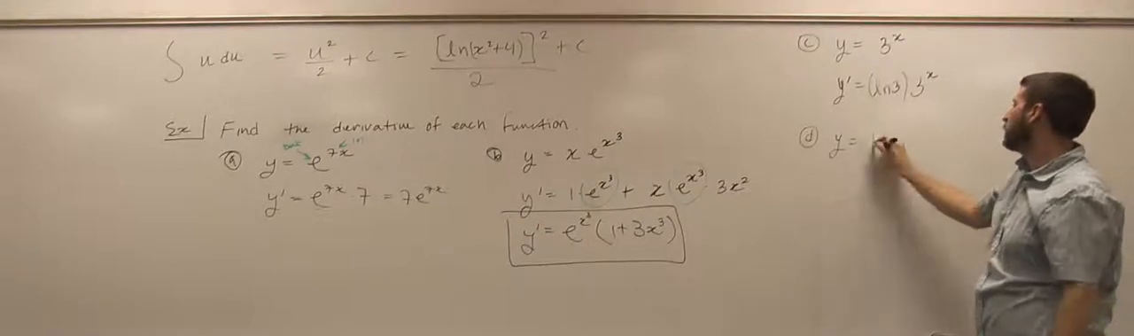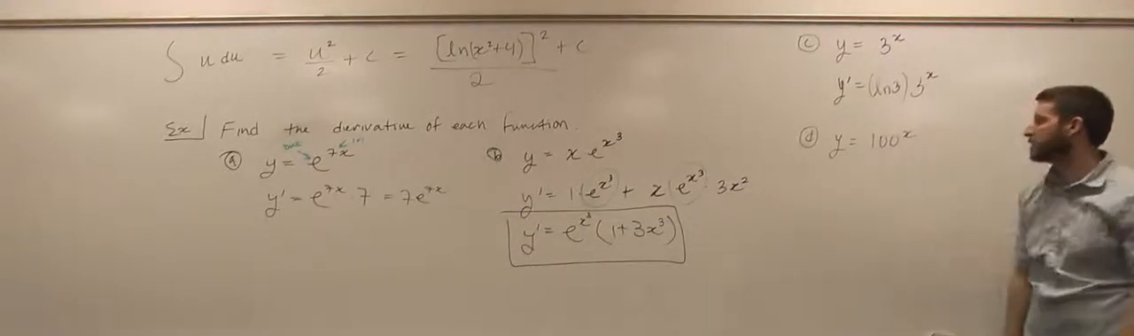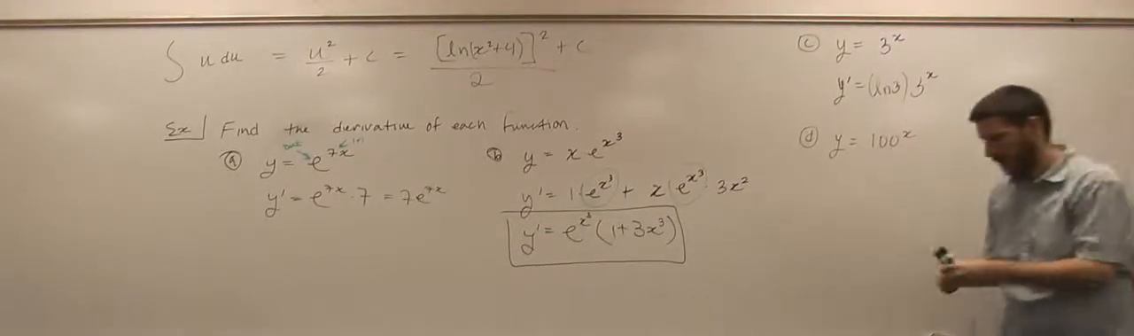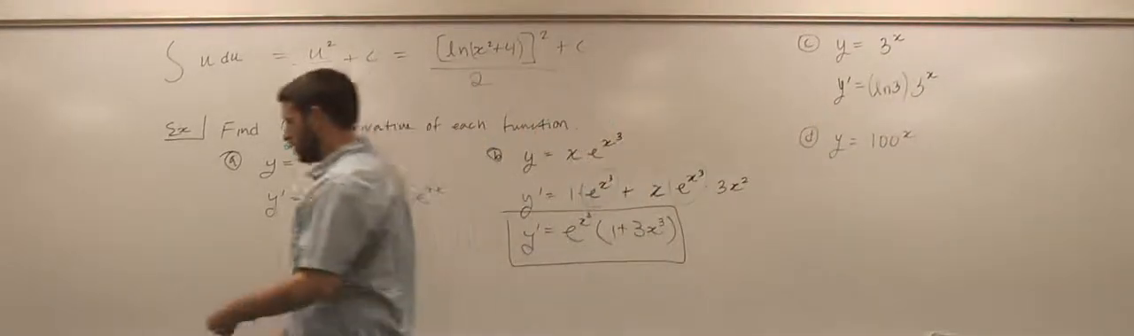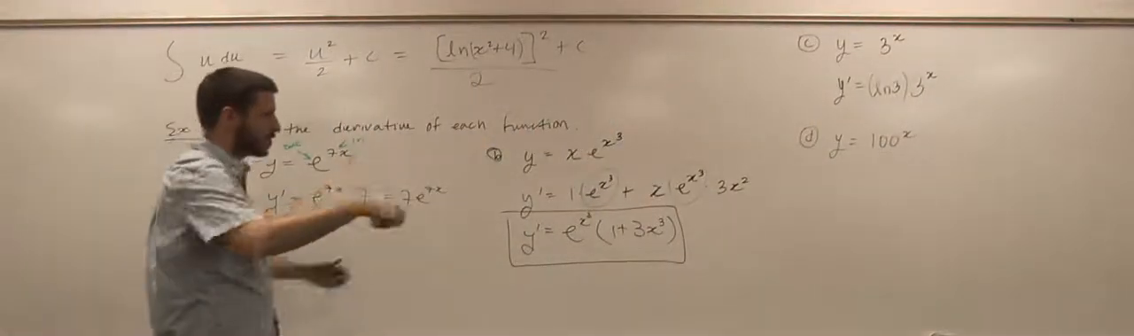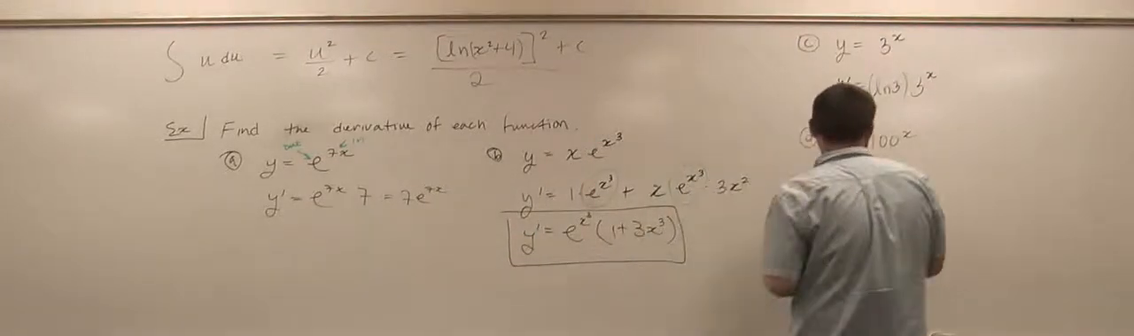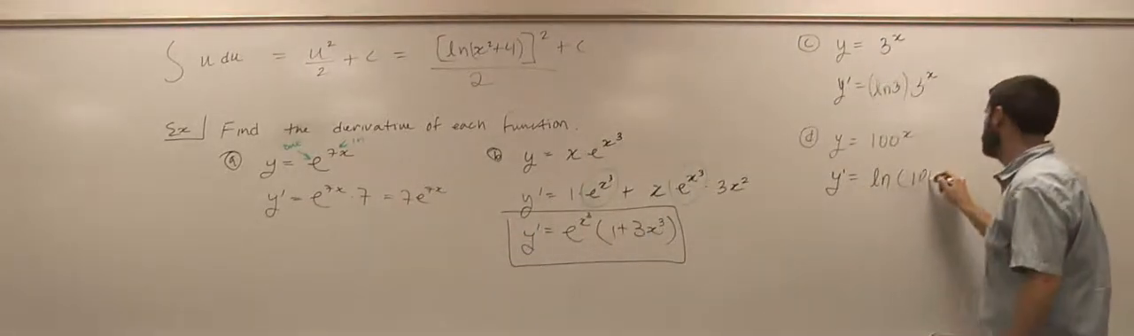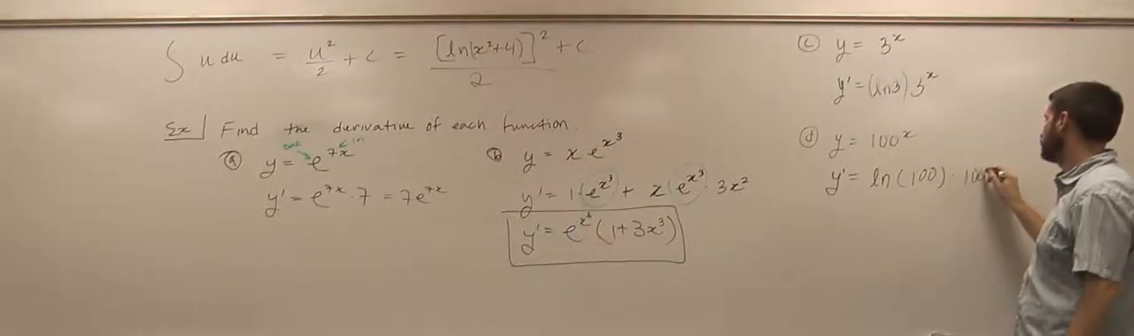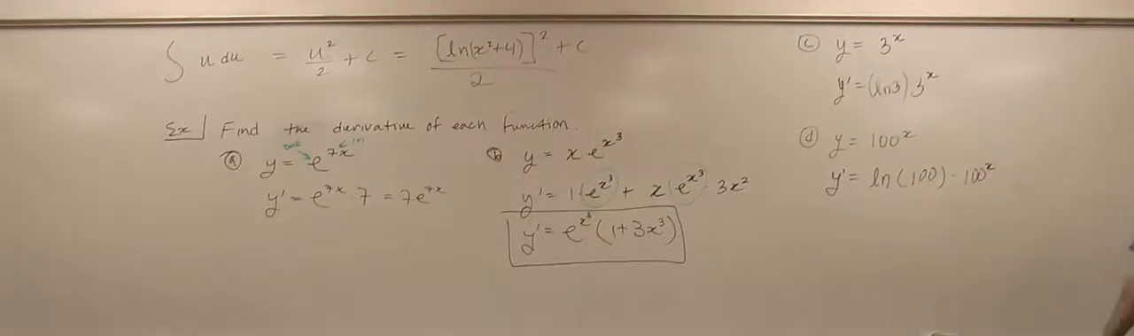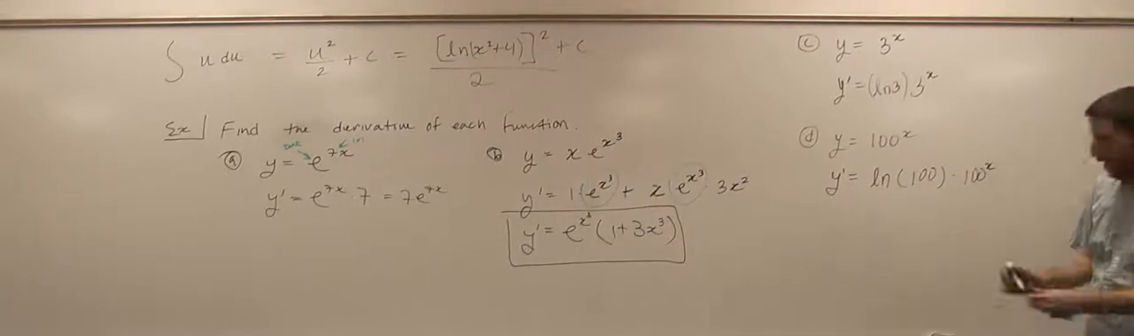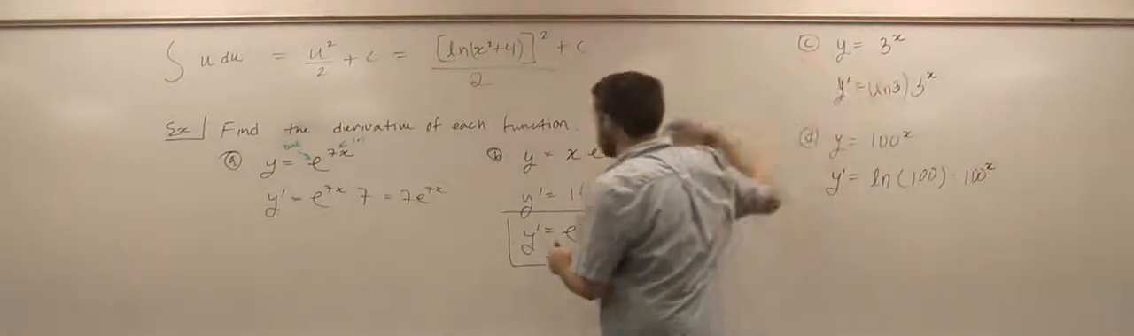So if you had 100 to the x, what would your derivative be? Natural log of 100 times 100 to the x. Natural log of 100 can't be simplified. It's irrational. All right, so what if I make my exponent more complicated?